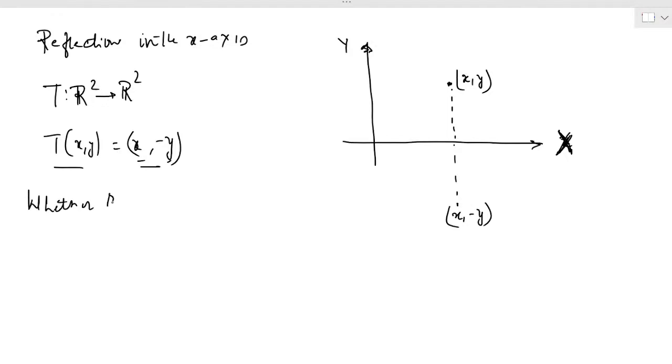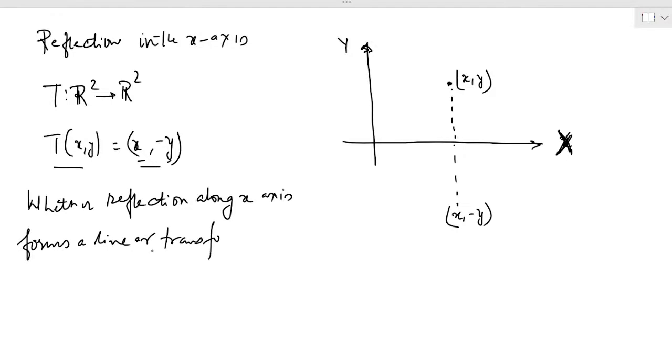Whether reflection along the x-axis forms a linear transformation. Okay, it does form a linear transformation.